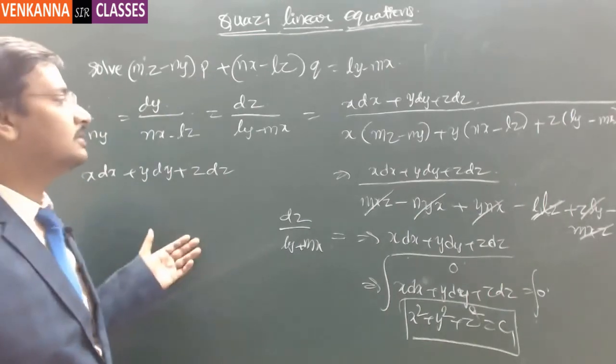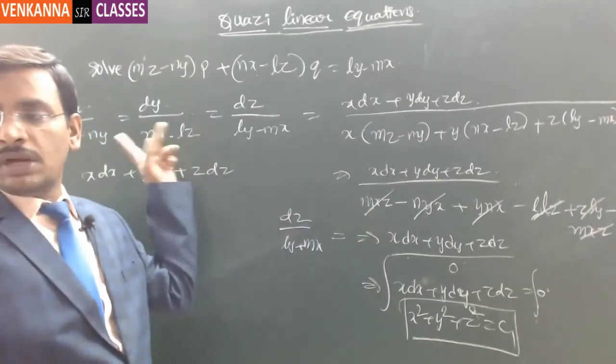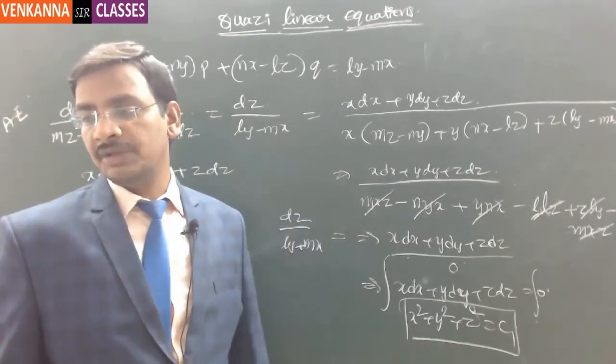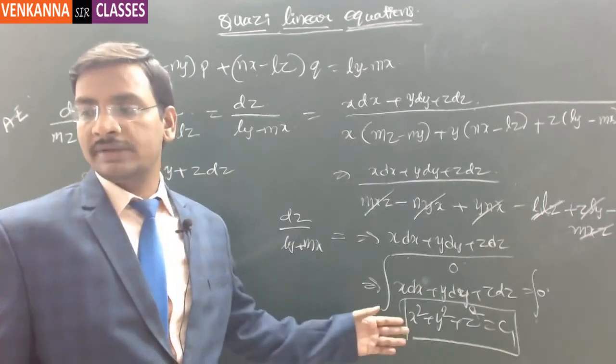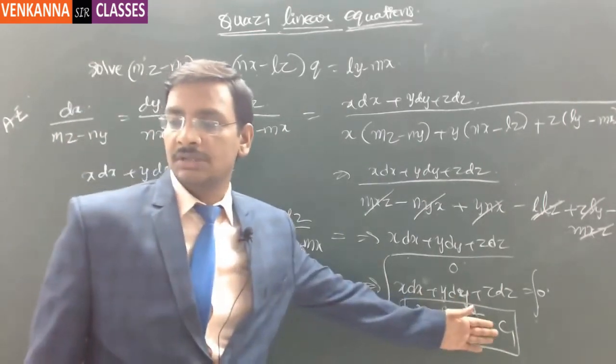The standard methodology to solve any kind of quasi-linear equation is to equate these two together and relate the arbitrary constant with an arbitrary function. So that is the standard solution. Now actually we have got one arbitrary function here, or one arbitrary constant here.